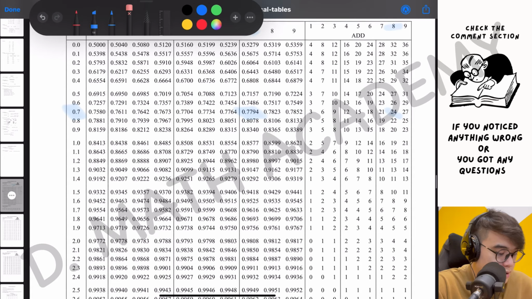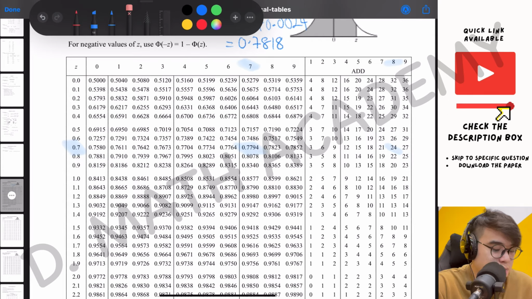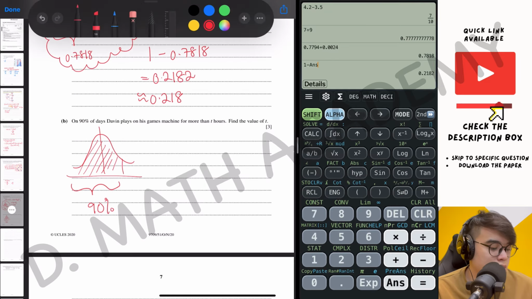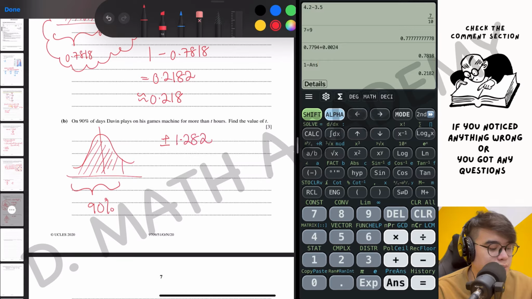Let's have a look here. Our 90% is somewhere around here. I noticed that the closest I can get was from here and here, and I need to add about 4 to make it 90%. So that's why the final answer that I got was 1.282. So for 90%, it can be either plus or minus 1.282, which I have to decide how I am supposed to get the results.